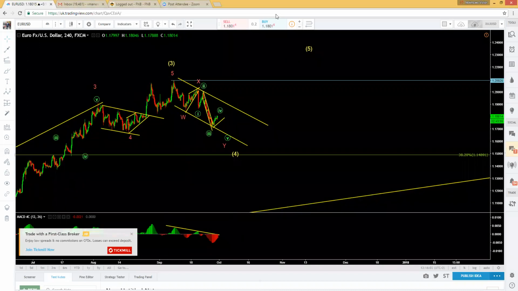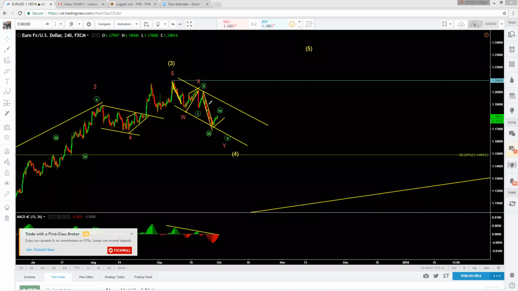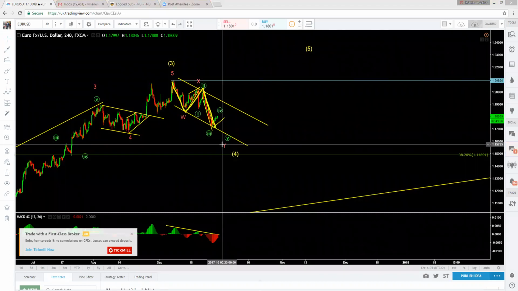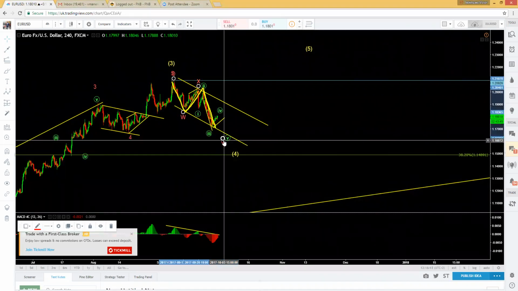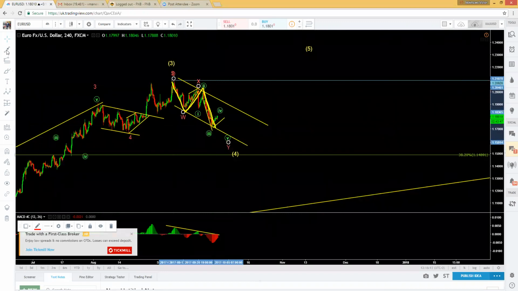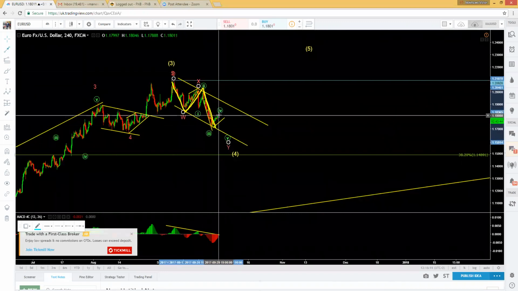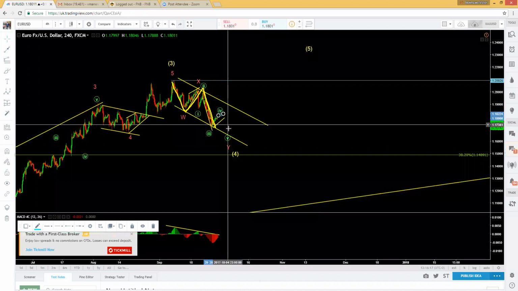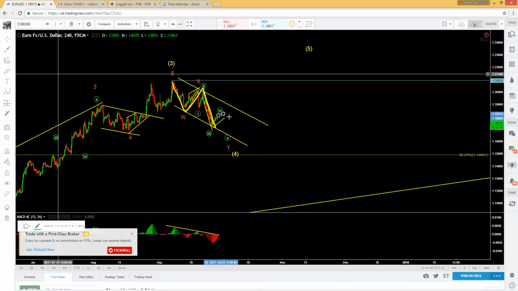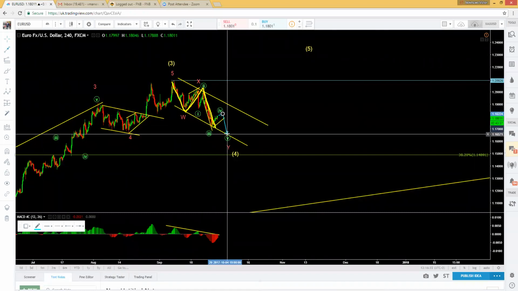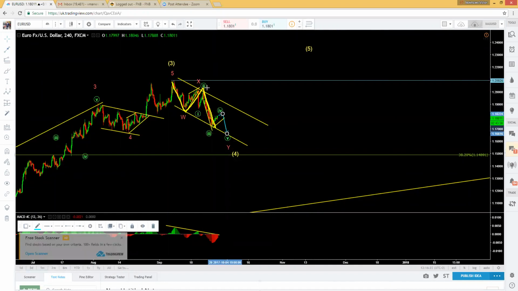The only way it will not go down immediately, there's a possibility that it can make. You see this, if we've got this WXY here, let's say this is completed. This is going to complete somewhere here. If I just take an arrow to show you my projections here, this is wave 4 I believe. We're going to go down to complete this wave 5 of this expansion, and Euro US dollar will complete these 3 waves there.